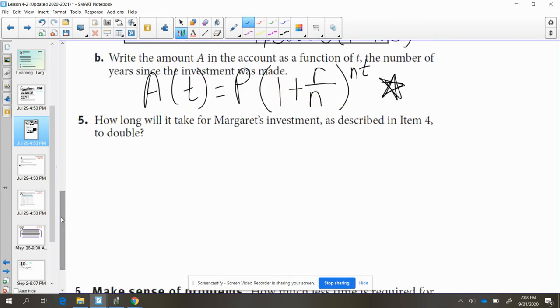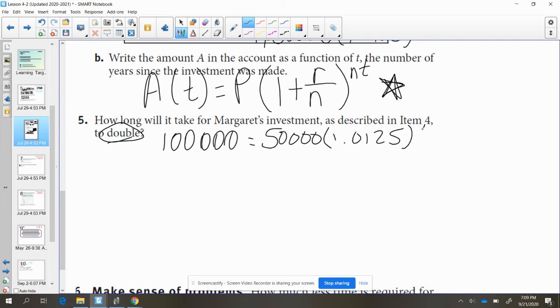Now, similar to what we've talked about in previous lessons, we also are going to be able to figure out things like doubling time, tripling time, whether we're talking about a nominal interest rate or a regular or a compounded n number of times interest rate. So to double Margaret's $50,000 initial investment, and again, we're going with this 1.0125 to the 4t, right?